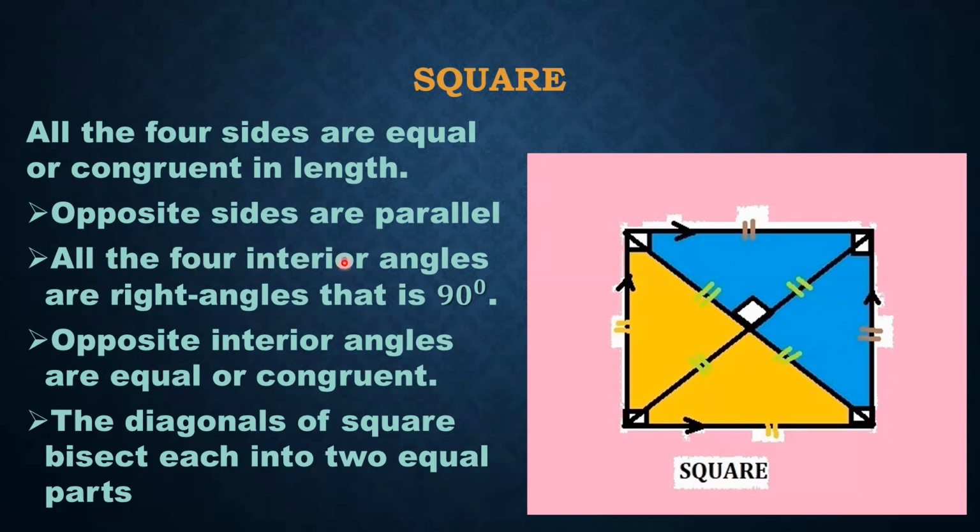All the 4 interior angles are right angles, that is 90 degrees. Now looking at the angles at the joints, all the 4 interior angles here are 90 degrees because they are formed by 2 straight lines. That is why they form 90 degrees at their corners. So that is another property of a square.